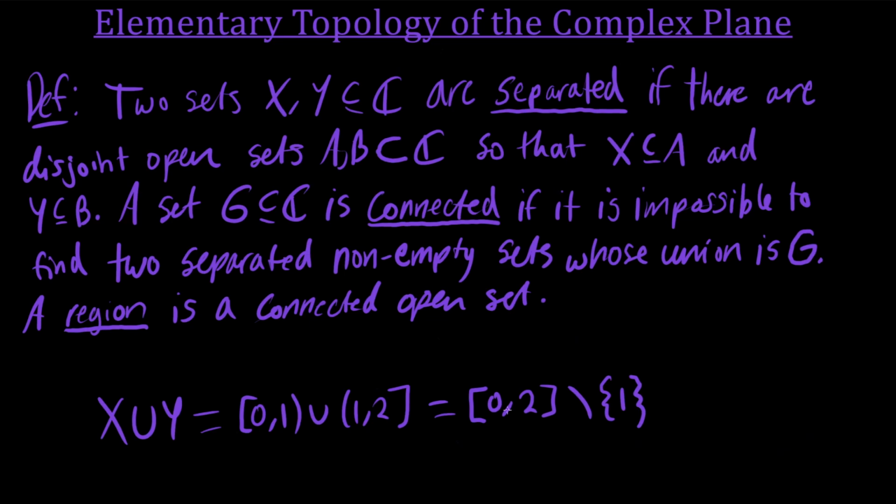And so recall that a set is connected if it is impossible to find two separated non-empty sets whose union is that set, which in this case is X union Y. And well, since X and Y are separated and non-empty, and their union is X union Y, which is this set right here, this interval right here, excluding 1, is not connected.